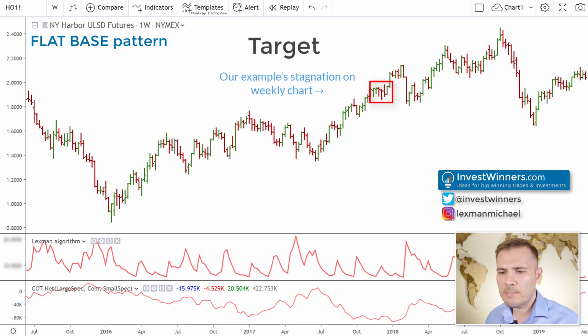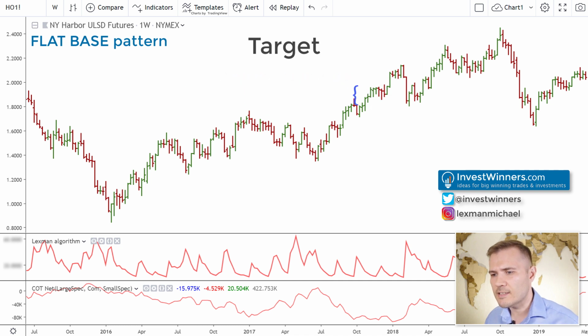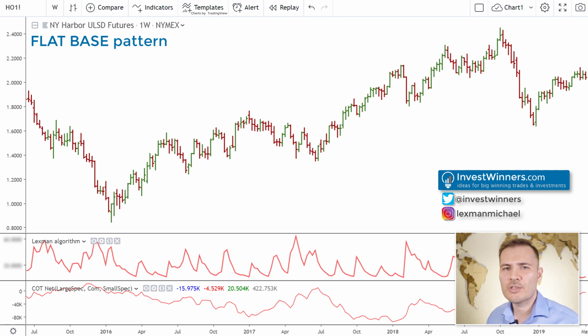I determine the approximate target on weekly charts, taking into account the distance traveled by the stock prior to the start of stagnation, and add this distance to the upper level of the stagnation period. On the way to the target level, it is necessary to carefully monitor the price behavior on the daily chart and use tight stops.